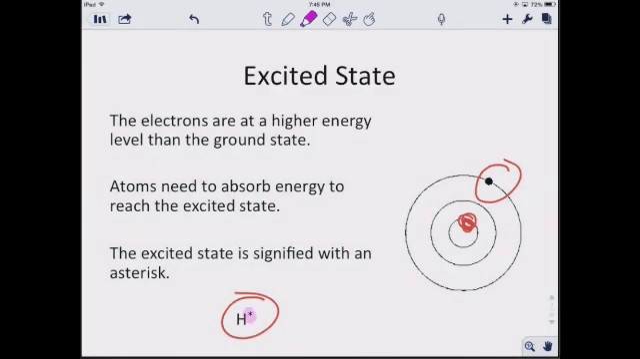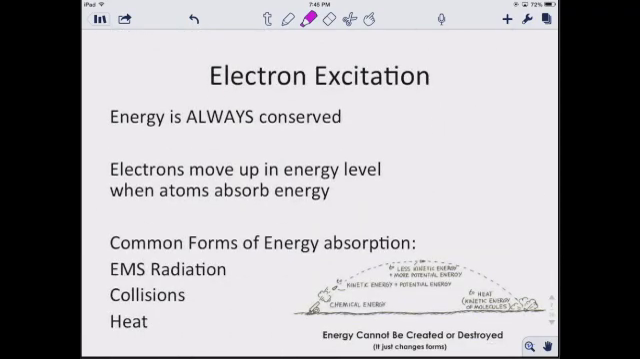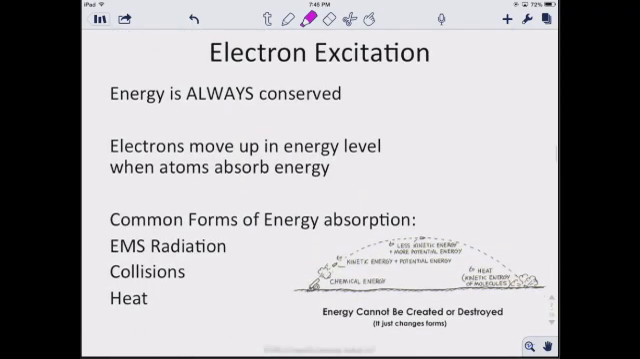That's the asterisk. And we signify it by just saying, hey, it's in an excited state. So there's at least one electron that's in a higher energy level than what it should be. Now, electron excitation: energy is always conserved, which we just said, the law of conservation of energy. And so it's always conserved, and electrons move up in energy levels when atoms absorb that energy.